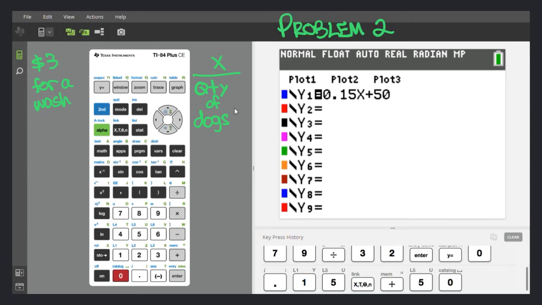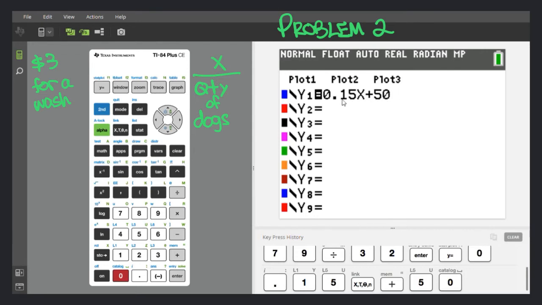Problem 2, finding the break-even point. So I talked about this briefly in the lesson notes. So we'll look for that break-even point. Graphing the following equations, y1 equals 50 plus 0.15x.